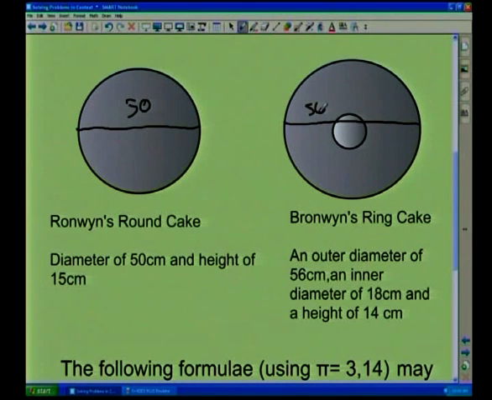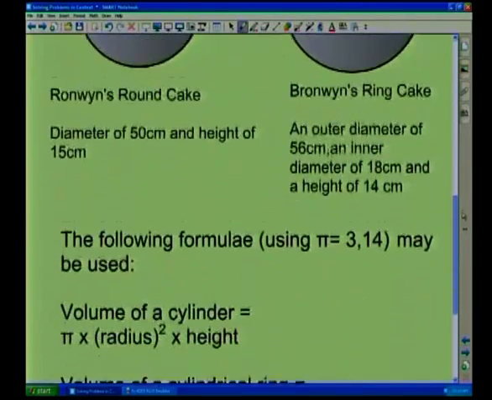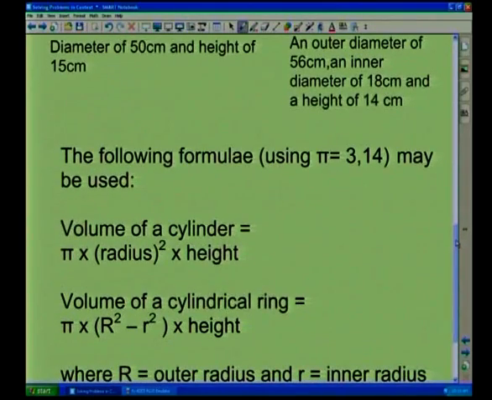And this one was 56. And the inner diameter, that's the part in the center, the part with the hole, is 18 centimeters. So this part is 18. Of course, we then have a height for this cake of 14 centimeters, or a thickness of this cake of 14 centimeters. Now, the following formula using pi equal to 3.14 may be used.